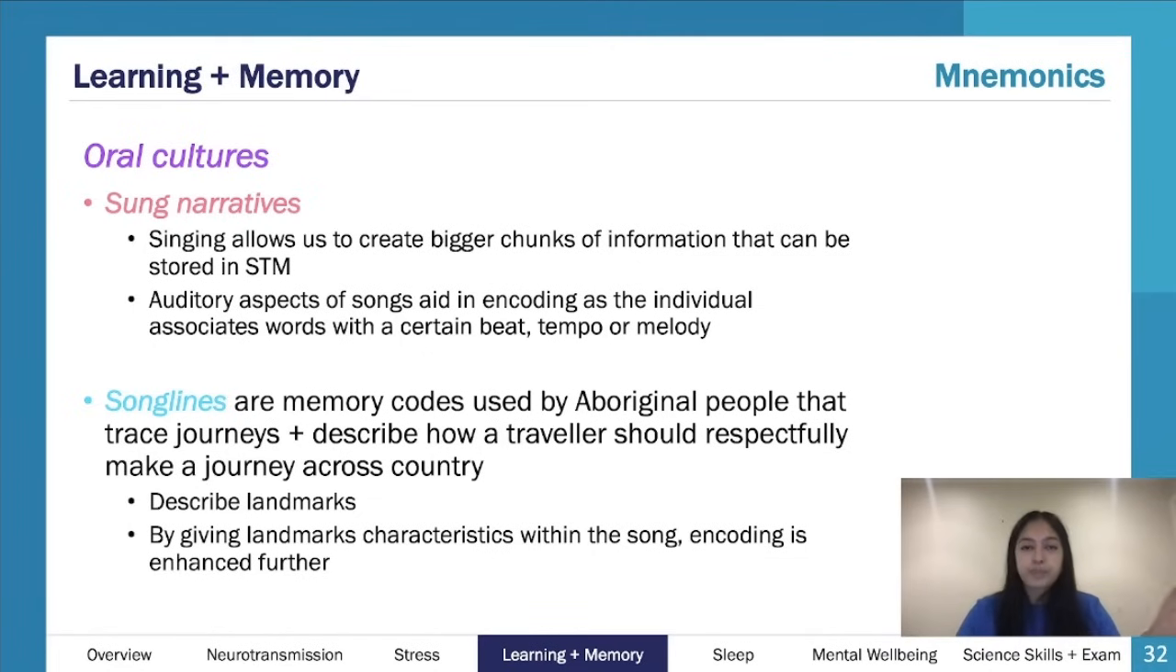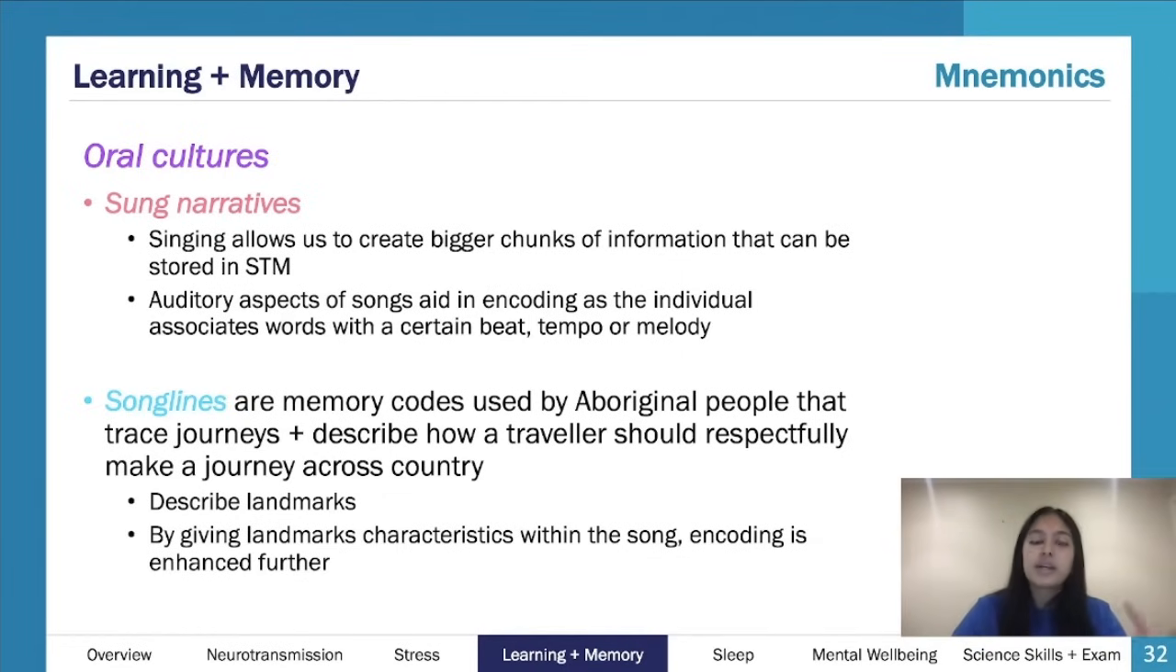Sung narratives are just what they sound like: remembering things by chunking them in a song. You can imagine when you remember lyrics to a song, it's pretty easy, right? You remember them a line at a time, or based on the tune or the intonation. So it aids memory. Imagine if you had to remember the lyrics of a song with no rhythm, just written out. So the idea is you sing something to help you remember it a little better.